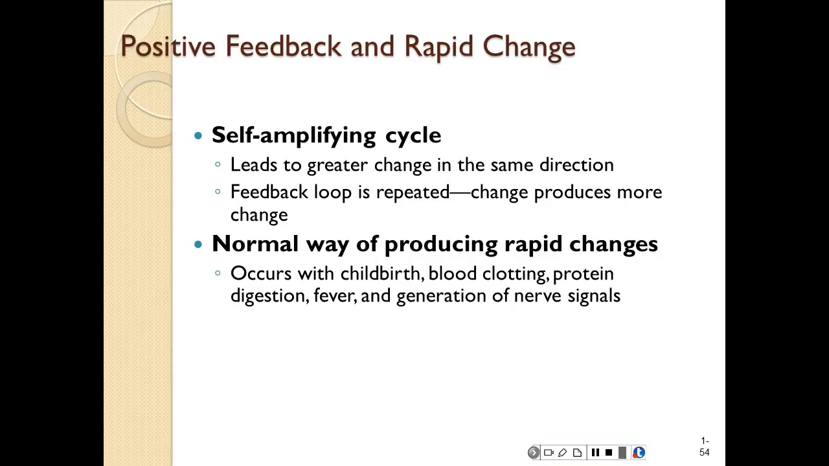Now, the process of childbirth is an example of the positive feedback loop. And we'll go through that example in just a second. Now, a normal way of producing rapid changes, of course, we have childbirth. There are some other examples: blood clotting, protein digestion, fever, and generation of nerve signals.